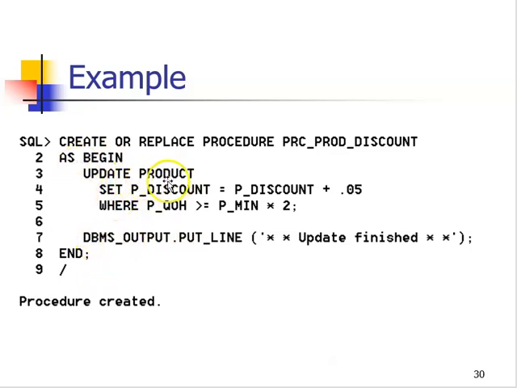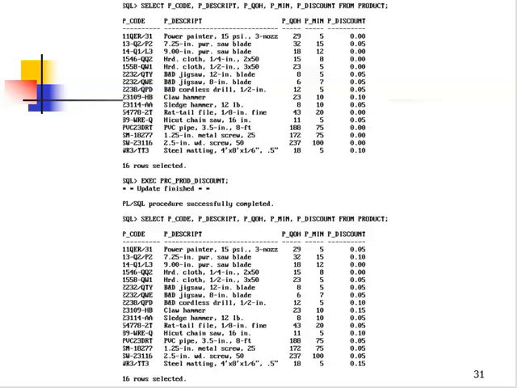We're going to run the SQL query: update product, set discount equal to discount plus 5%, wherever the quantity on hand is more than 2 times the minimum. So in other words, if we just have a ton of product in the warehouse, we want to go ahead and increase the discount by 5%. Okay, and then again, this is a procedure, so we can put a little output statement in there.